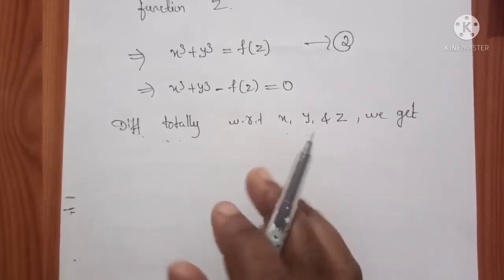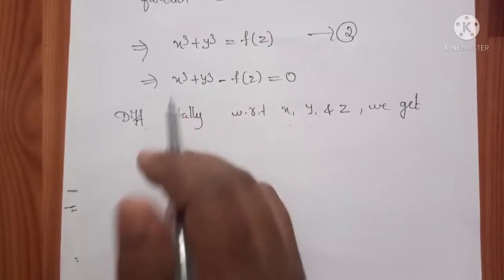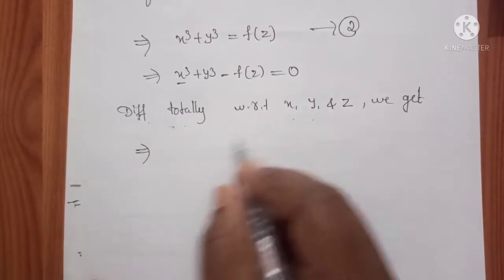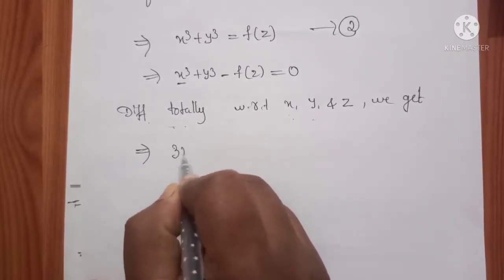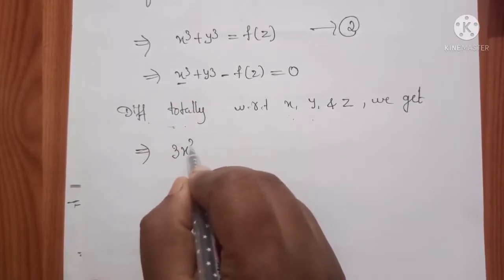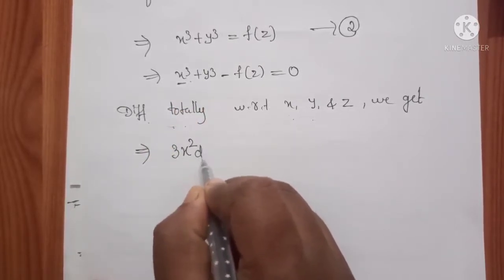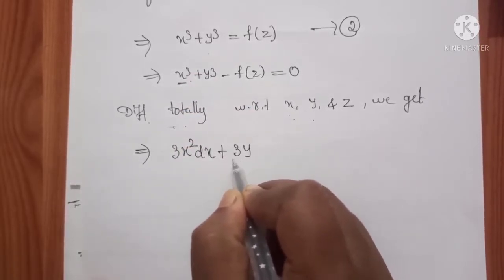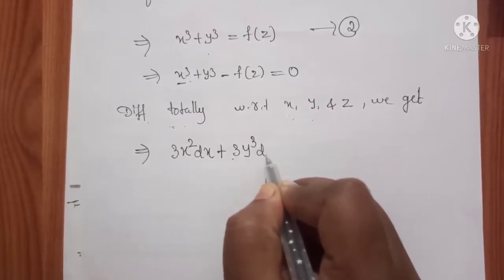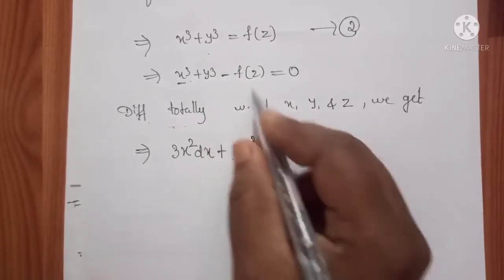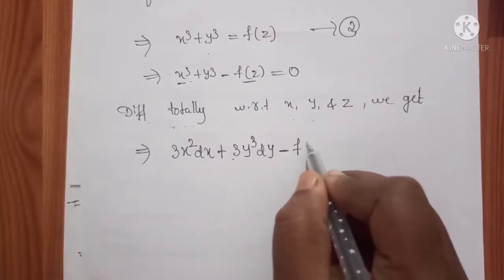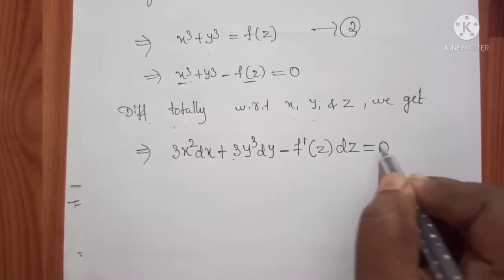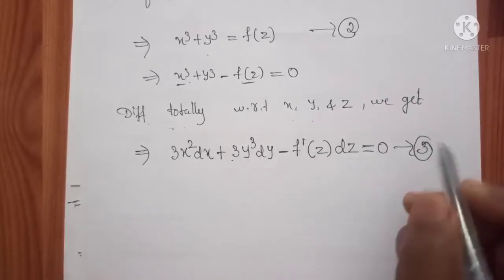So this is called the total differentiation. We are totally differentiating. After differentiating, as it contains only x terms, we differentiate with respect to x. On differentiating we get 3x square dx. Next, the second term contains only y, so its differentiation is 3y square dy, minus the z term, whose differentiation is f dash of z into dz, equals 0. Consider this as equation 3.